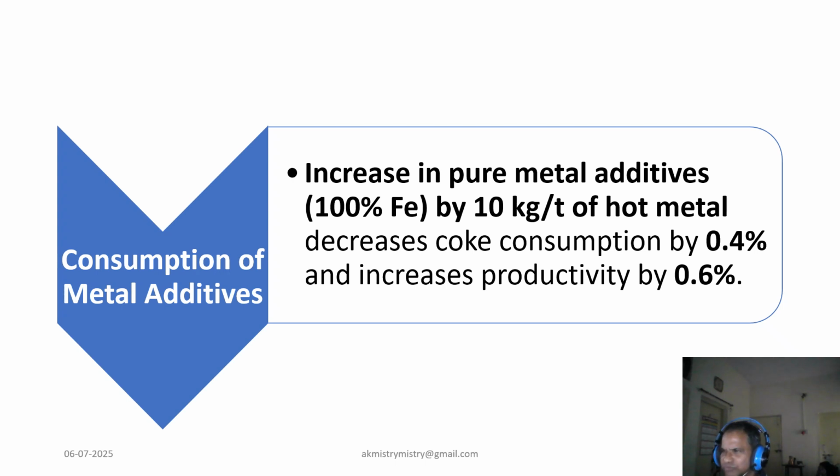And in terms of coke rate, if we relate, then we can say that a 0.4% decrease is there with the addition of 10 kg per ton of hot metal, which consequently gives us a productivity benefit of 0.6%. So using high purity inputs helps streamline the smelting process and improve overall performance.